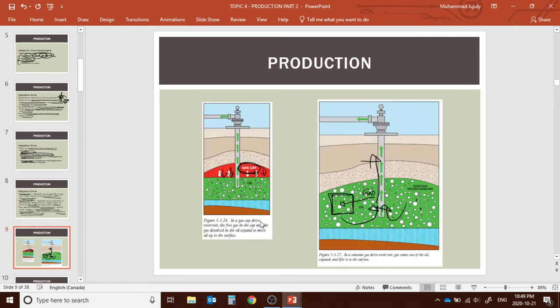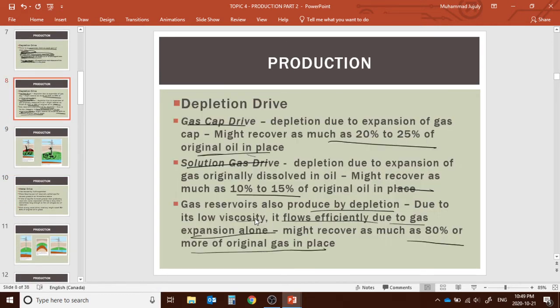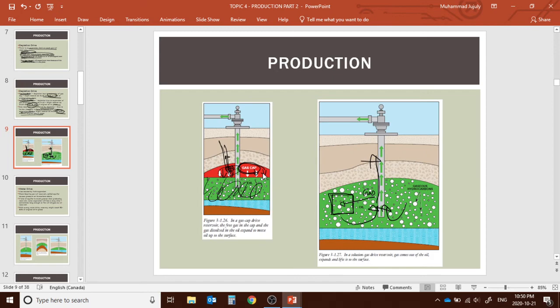So if you only have gas, not oil, just imagine there is no oil in here. If you just want to produce gas, the reservoir drive of only the gas will let you recover 80%. The other 20% you probably need different techniques to recover, but you can produce 80%. But gas is responsible for recovering oil up to 20 to 25% for the gas cap, and for the solution gas drive 10 to 15%. So this is how it works.